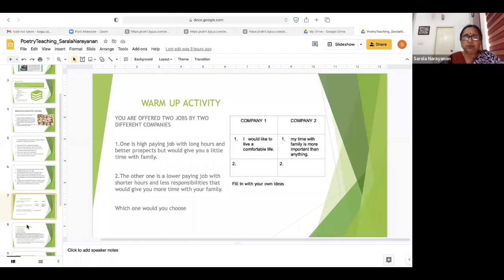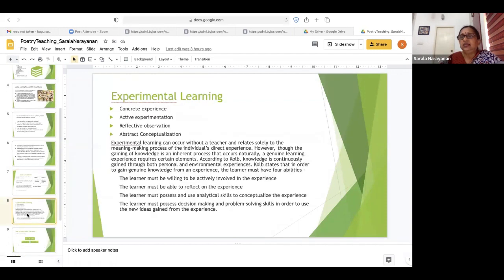We come to the next part of the PPT, which is experiential learning. In my PPT there is a spelling mistake here. It is given as experimental learning. I'm sorry about it. It is actually experiential learning. So in experiential learning, there are four important factors. It is like a cycle.